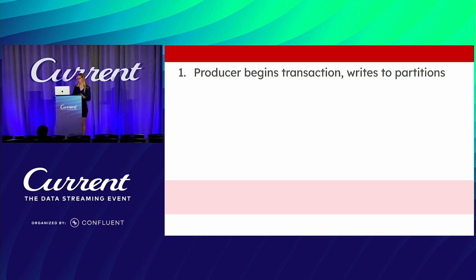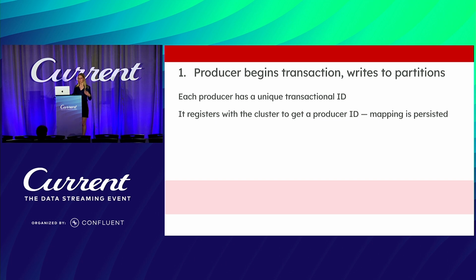So in this first step, when we begin the transaction and start the producer to write the transaction, we actually provide a unique transactional ID. And when the producer comes up, it will register with the cluster and get a corresponding producer ID. This is assigned by the cluster, and you have a mapping of transactional ID to producer ID. It's kind of a one-to-one mapping. And this mapping is going to be persisted, so it's going to be in our state log.